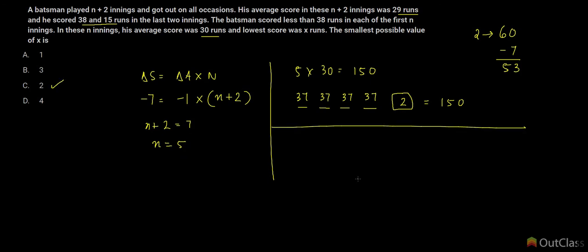Alternately, you can do deviations there as well. You could say less than 38 means maximum 37. That's a plus 7 deviation for 4 of the 5 observations. It has to be neutralized by a minus 28 deviation for the 5th observation. Minus 28 deviation corresponds to a score of 2. This is not necessary. I'm just saying this can also be done. This should be simple enough.